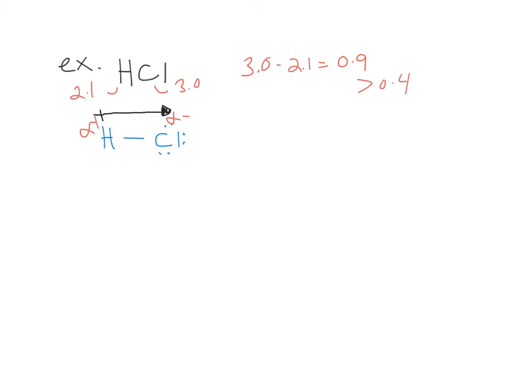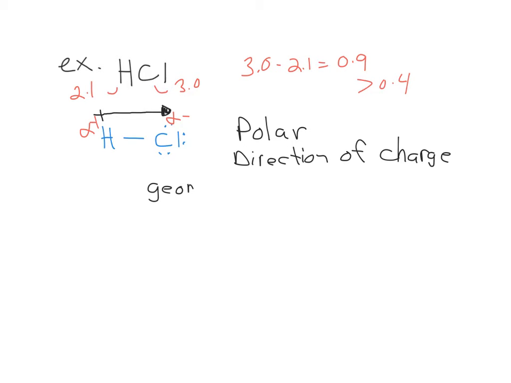In this case, we only have one arrow, and so because we have a direction of charge, we have a polar molecule. So HCl is polar because it has a direction of charge. Okay, and then just to tie this in, the geometry of HCl is linear. And if you're unsure how to determine molecular geometry, then you need to be visiting our module lesson on molecular geometry.